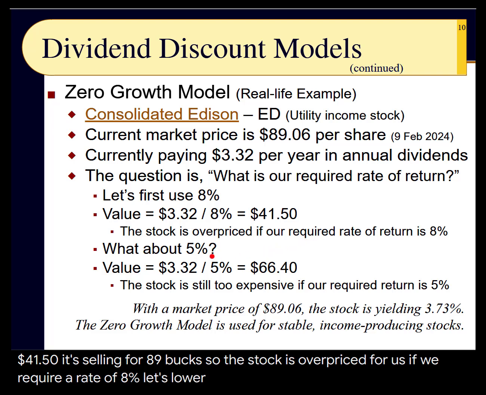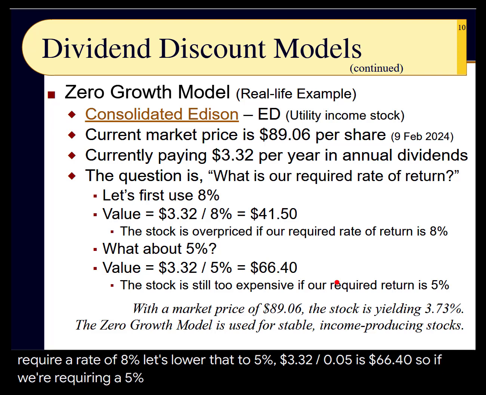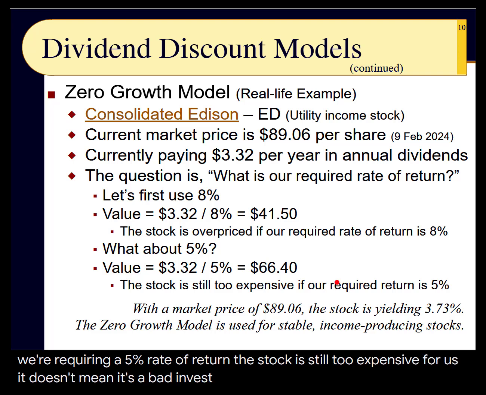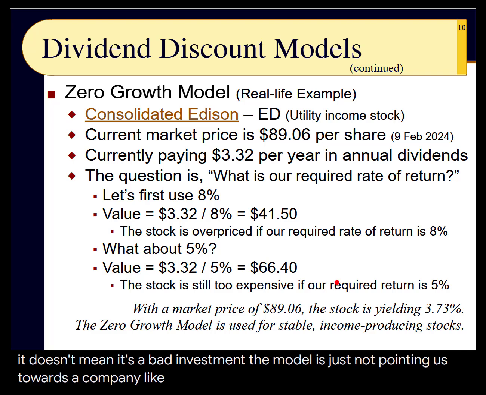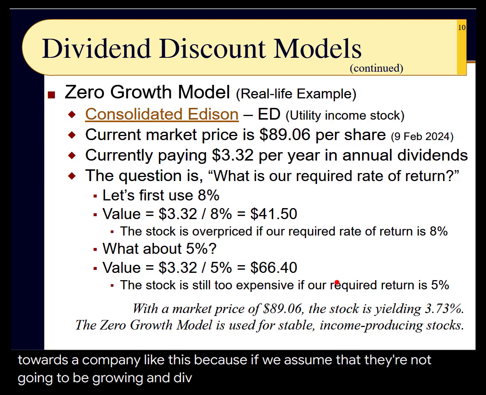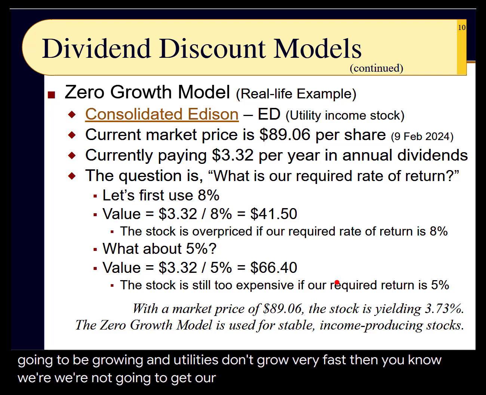Let's lower that to 5%. $3.32 divided by 0.05 is $66.40. So if we're requiring a 5% rate of return, the stock is still too expensive for us. It doesn't mean it's a bad investment. The model is just not pointing us towards a company like this, because if we assume that they're not going to be growing and utilities don't grow very fast, then we're not going to get our 5%.